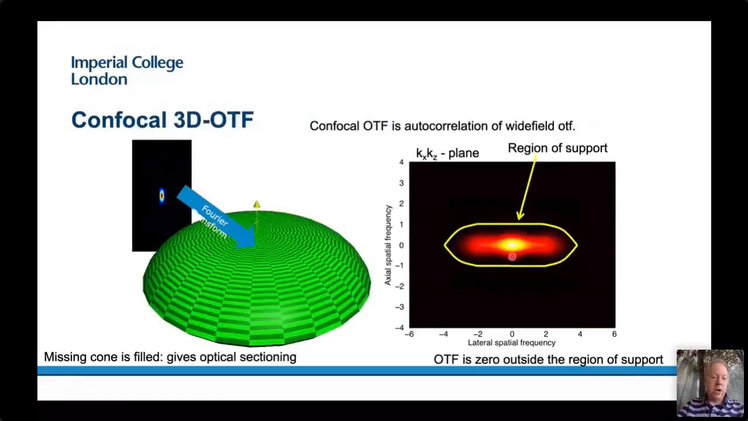So fortunately, if you do that with a confocal, we square our point spread function, so we get an autocorrelation of that point spread function in the Fourier plane. It does 2 things. One is it doubles the linear dimensions of that region of support, so we get higher resolution. Okay. Another thing is we've now filled in that missing cone. So this is one way of looking at why confocal microscopes can section.